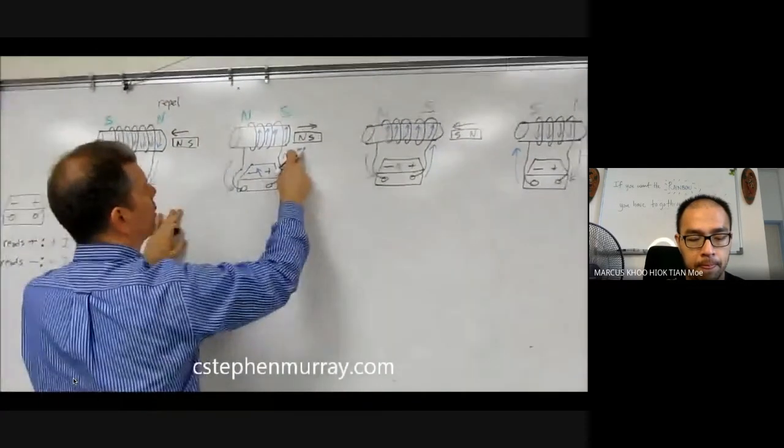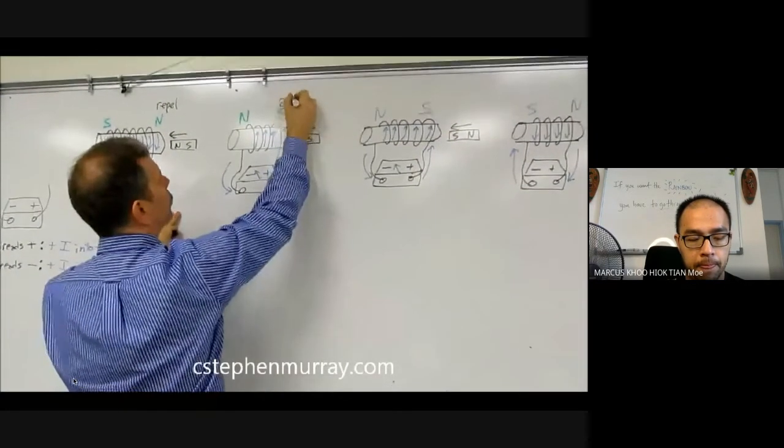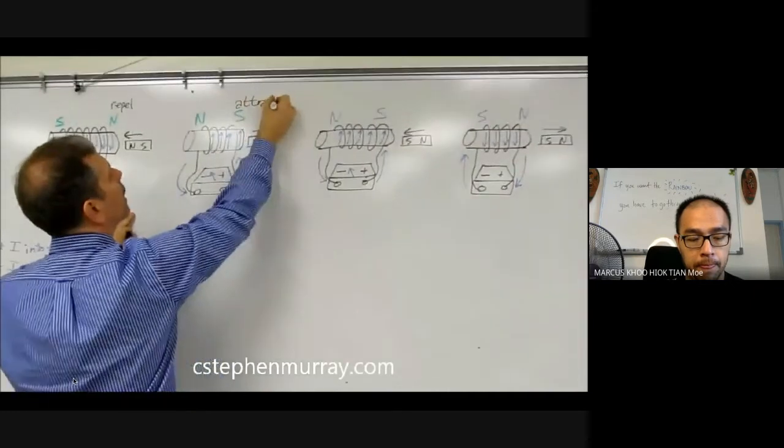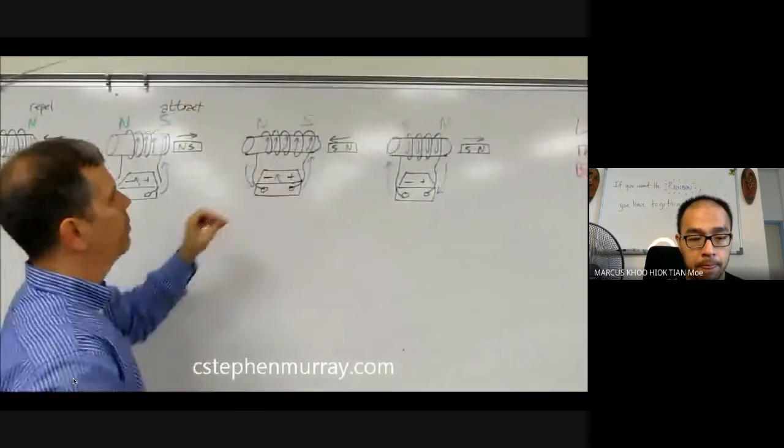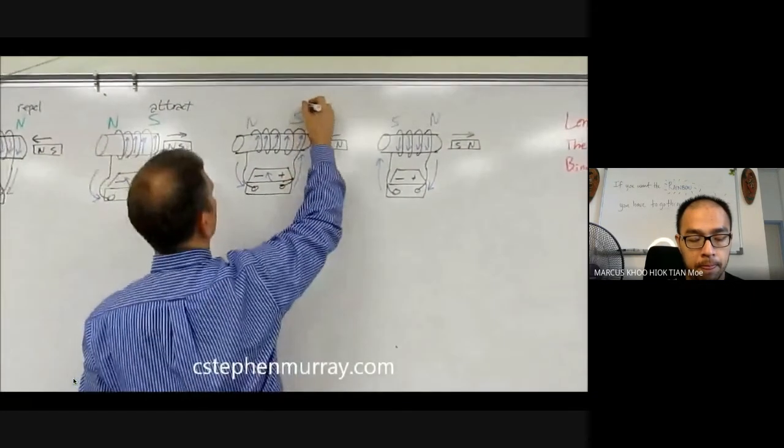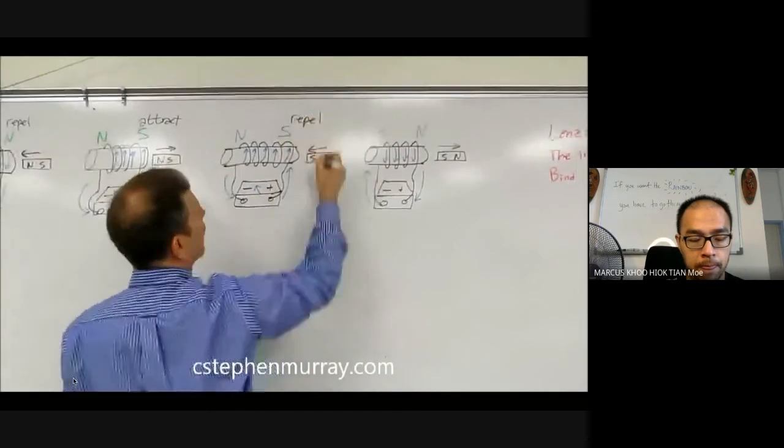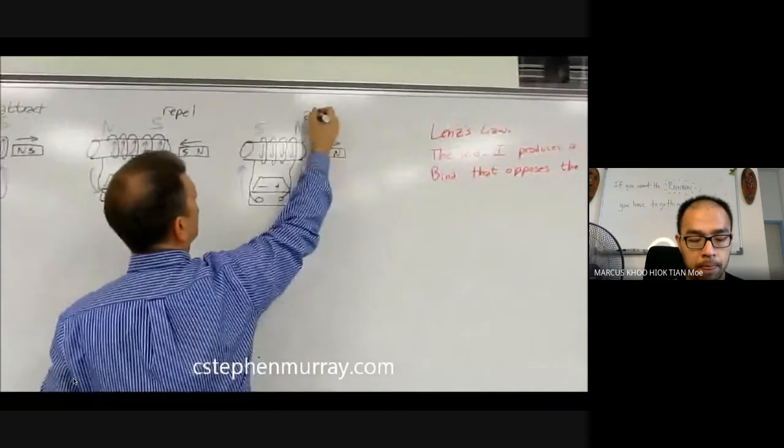We see a north and a south will attract. Two south poles will repel. A north and a south will attract.